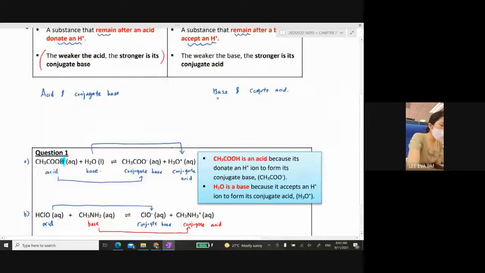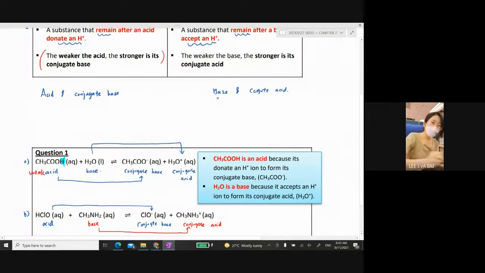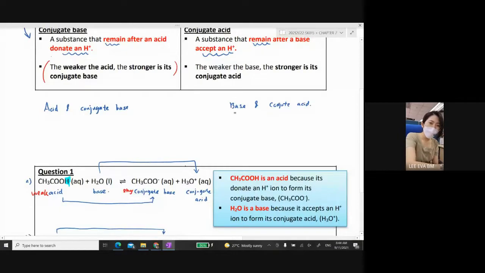Okay, so referring to the sentence over here: the weaker the acid, the stronger the conjugate base. If I say this is a weak acid, in your first example over here, that means CH3COO minus is a strong conjugate base, or vice versa. Weaker base, stronger conjugate acid. Stronger acid, weaker conjugate base. Or a weak base produces a stronger conjugate acid. So you need to note down this sentence too. Weaker acid, stronger conjugate base. Weaker base, stronger conjugate acid, or vice versa.